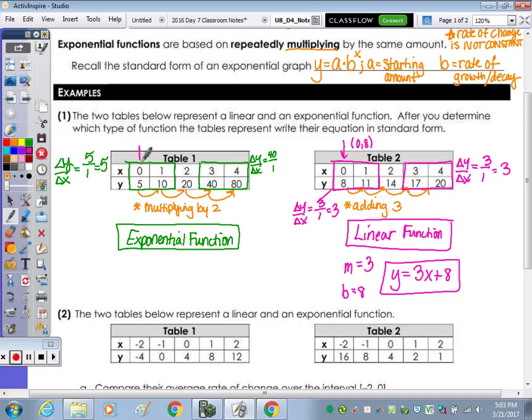So over here, looking at our starting value or y-intercept, we have an a value of 5. And our b, our rate, this time repeatedly multiplying, or the factor that we increase by, is 2. We keep doubling the y value. So our b value is going to be 2. That's the factor by which we increase or decrease. So putting this together, y equals, we have a starting value of 5, and each y value is doubled, so it's times 2 to the x.